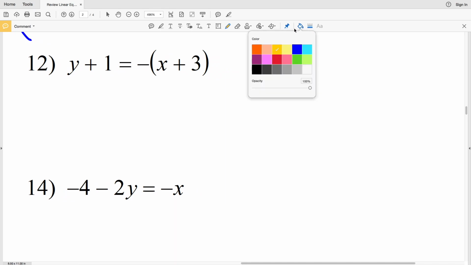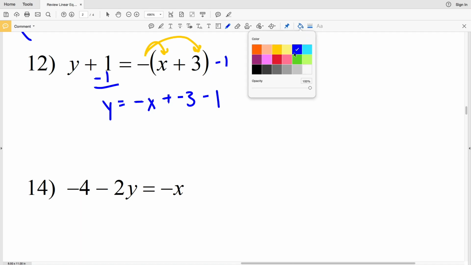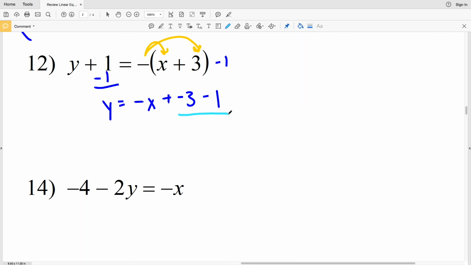In number 12, I'm going to distribute this negative, which we can think of as multiplying by a -1. And at the same time, I'm going to subtract 1. So I'll have that y equals -1 times x, which is -x, plus -1 times 3, which is -3, and then we're subtracting 1. I'm going to combine my terms on the right, which is -3 minus 1, and I'm going to move my x to the other side.